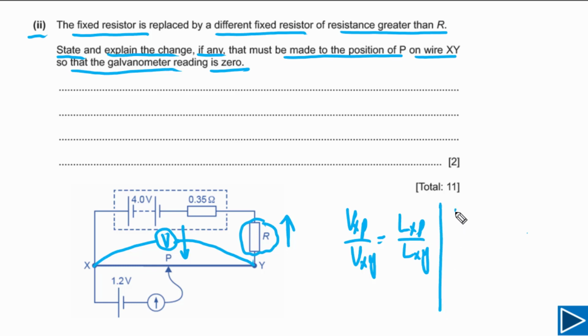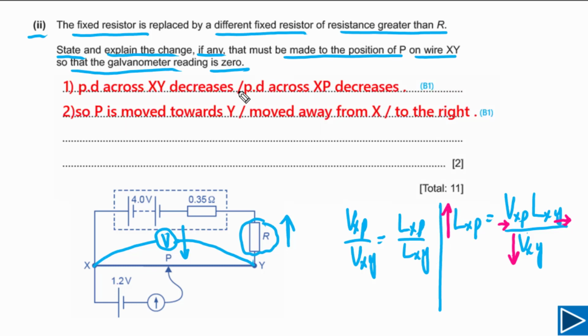From here we can write Lxp equal to Vxp times Lxy divided by Vxy. But in this question, it is given that Vxp is not changing. We want the same Vxp. Lxy, the length of the wire, is also not changing. But Vxy has decreased. So if this has decreased, Lxp has to increase. This is how you can write your answer.